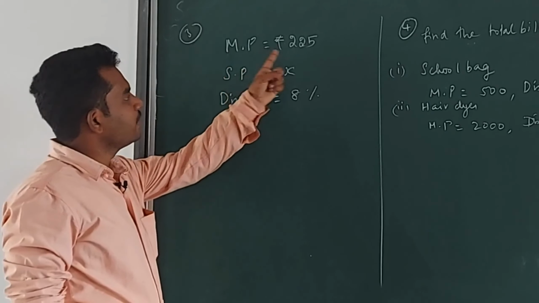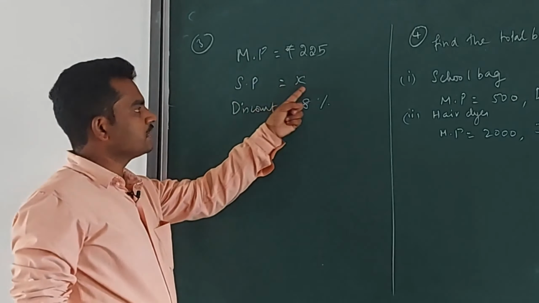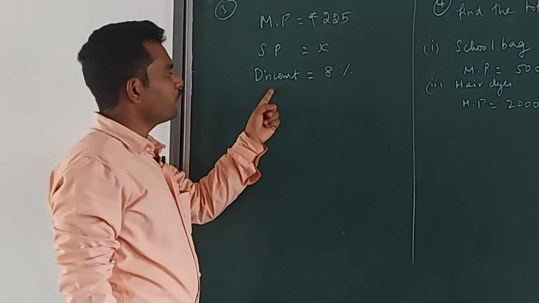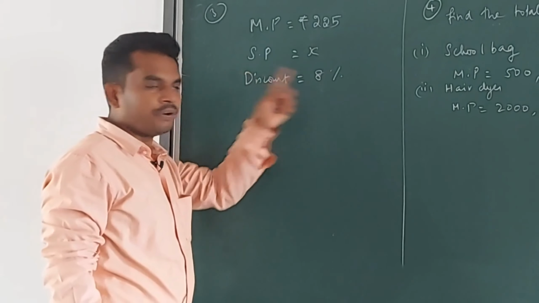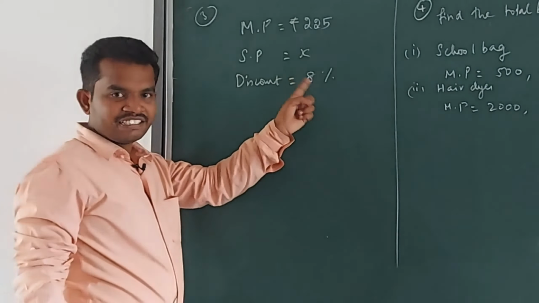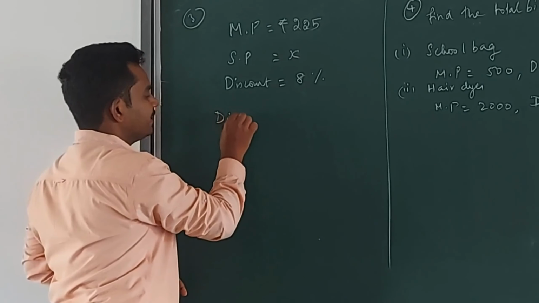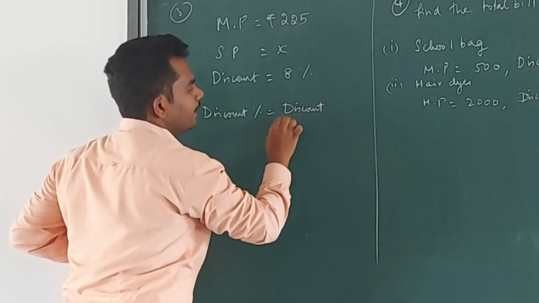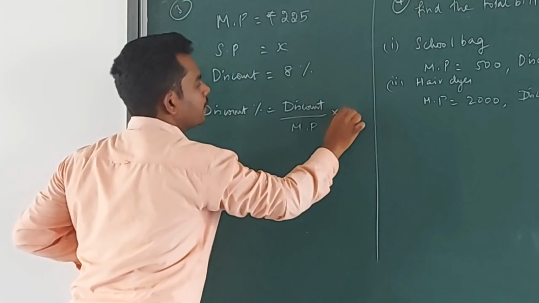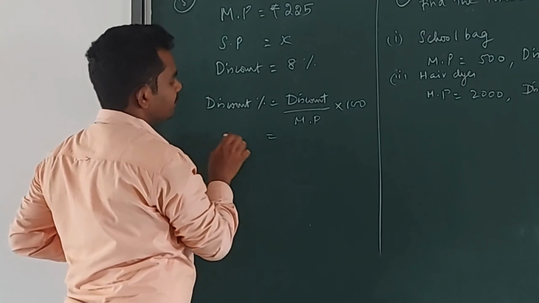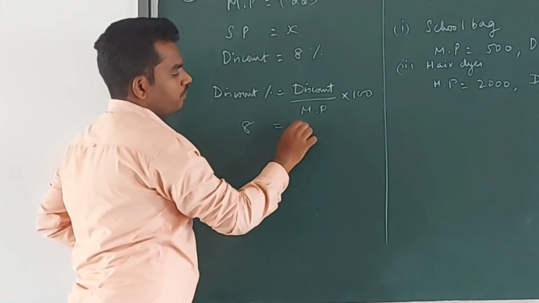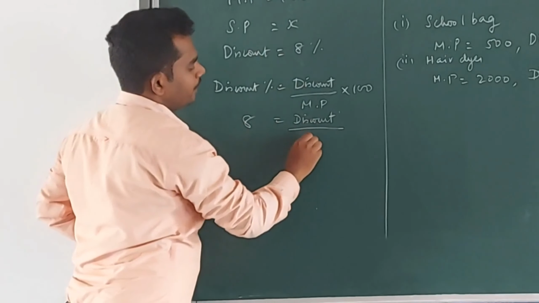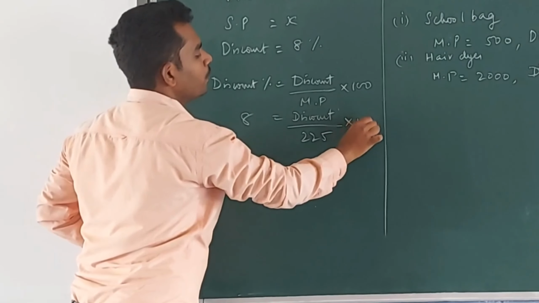MP means marked price, rupees 225, selling price equal to X, discount equal to 8%. So here we want to find discount as an amount. Here only percentage is given. So what is the formula for discount percentage? Discount by MP into 100. So what is discount percentage? 8. Discount we do not know, divided by MP 225 into 100.